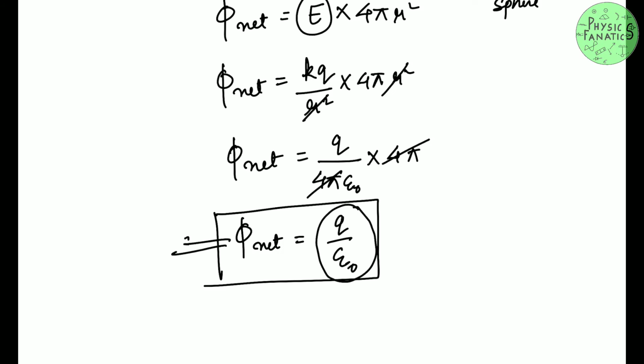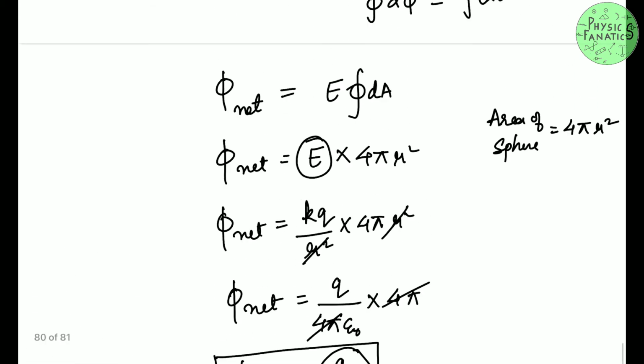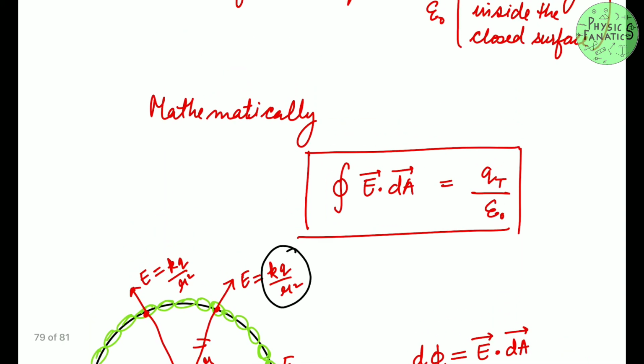So this phi is telling you the net flux which is passing through the closed sphere. Yes or no? The net flux which is passing through the closed sphere is given as q upon epsilon naught, which was our statement of Gauss law. If you guys can see, this was a statement of Gauss law.